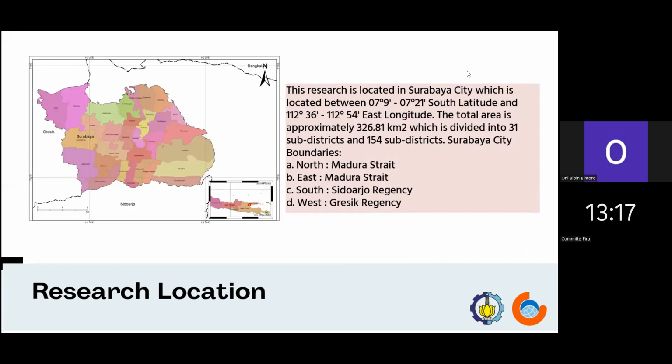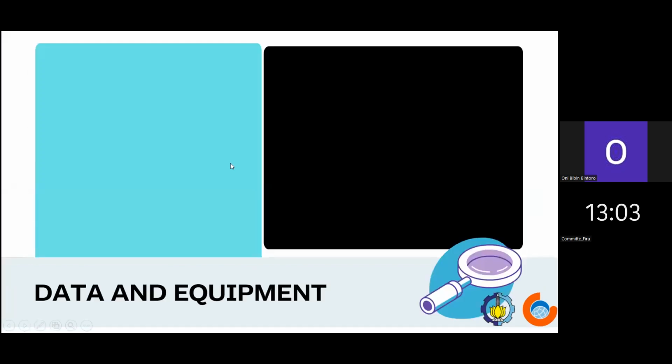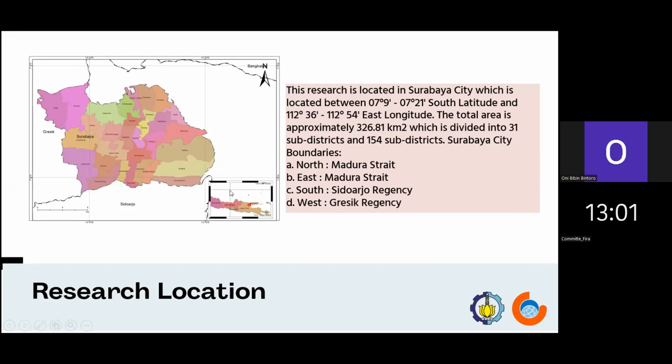Research location: the research location that we use is Surabaya City, bounded in the north by the Madura Strait, and in the east by the Madura Strait, and in the south by Sidoarjo Regency, and in the west by Gresik Regency.